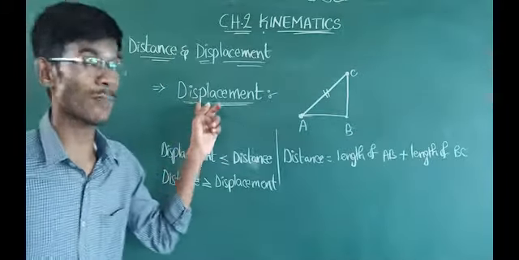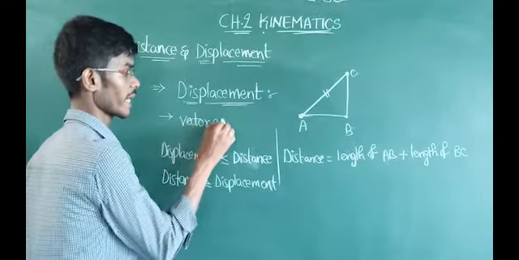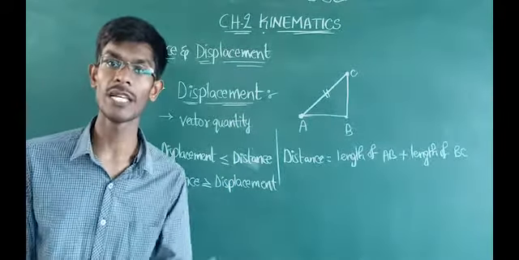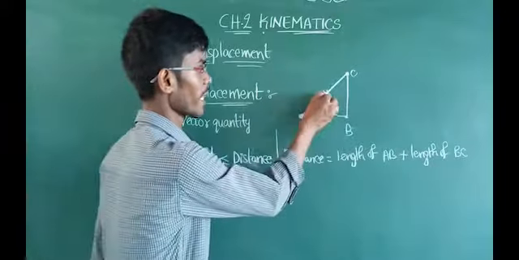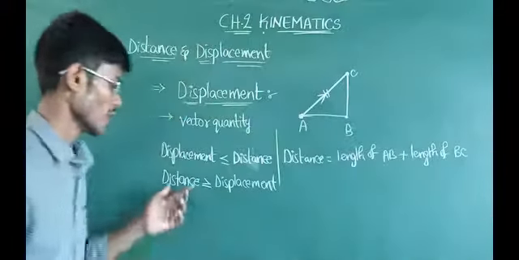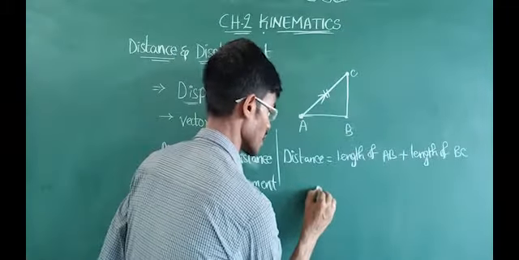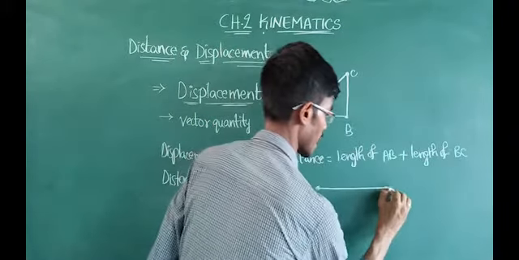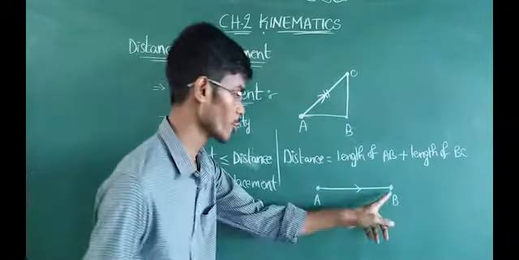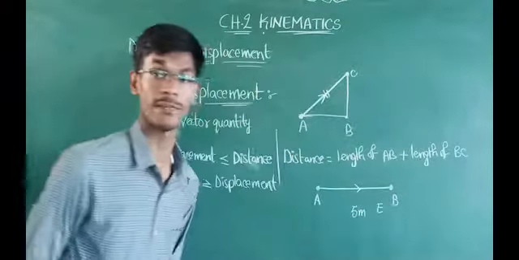So here displacement is a vector quantity. Displacement is a vector quantity. Vector means what? The physical quantity which is having both magnitude and direction. So in this particular direction the object is moving, irrespective of the actual path followed. Consider an object moving along a straight line, from A to B. Here from A to B the distance is 5 meters and it is moving towards the east direction.